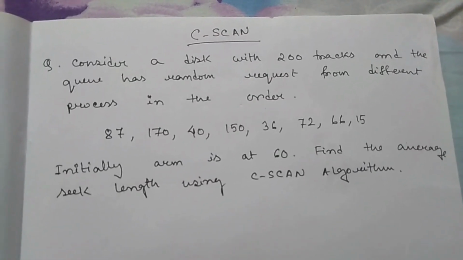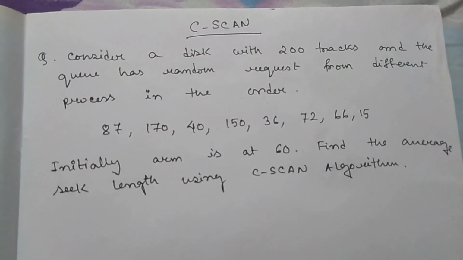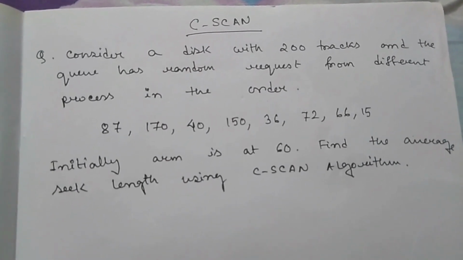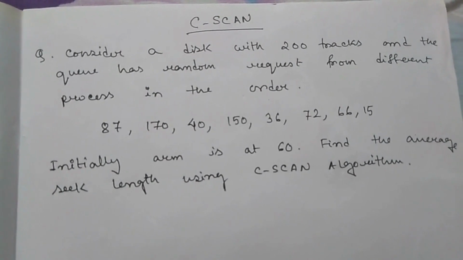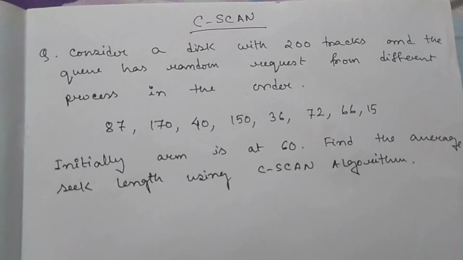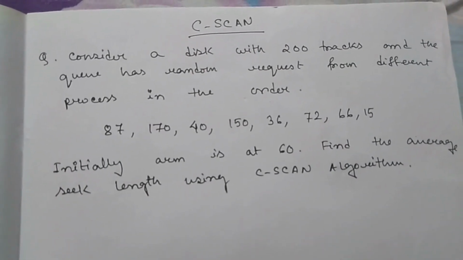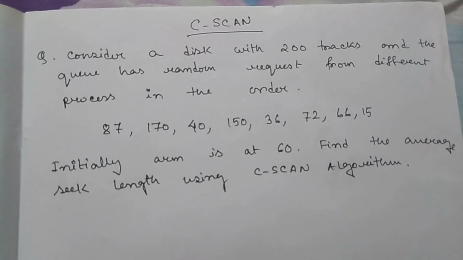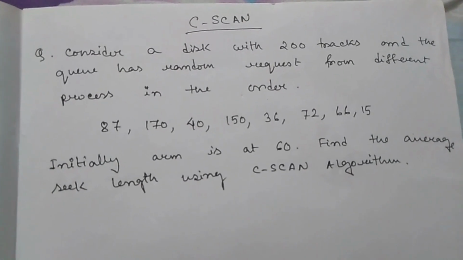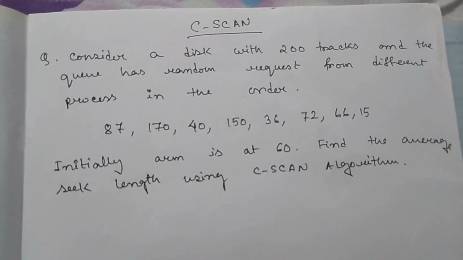C-SCAN is another disk scheduling algorithm. It is almost similar to the SCAN algorithm. The only difference is that when we consider the SCAN algorithm, it scans only one side. But when we apply C-SCAN, it scans both sides, that is the end position as well as the starting position.